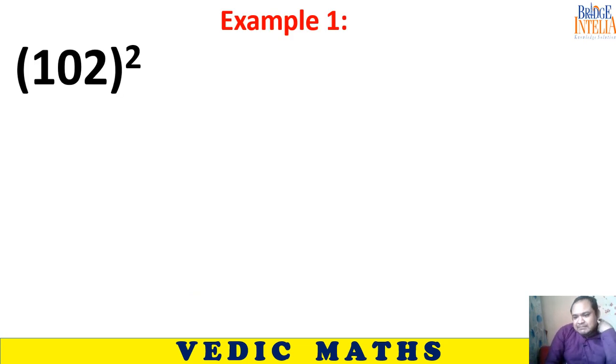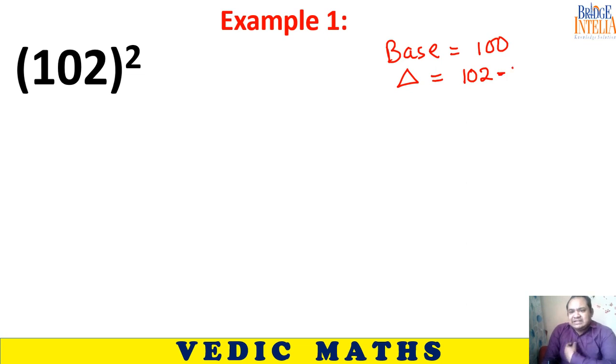So, the given number is 102 whole square. What is base? 102 is closest to which base number? This is closest to 100. What is deviation? Deviation is that from the given number you have to subtract the value of base. So, here deviation is +2.